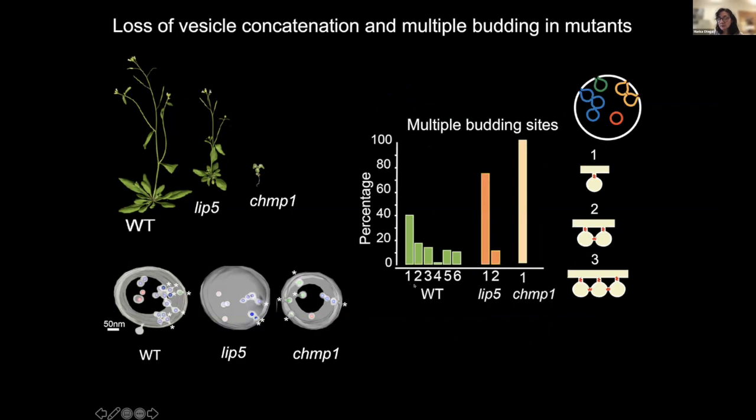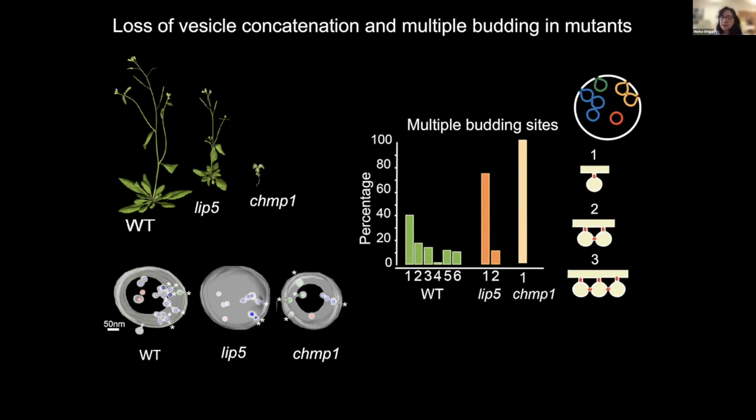We can do these quantifications in the wild type. You can see the proportion of vesicles engaged in different types of buds, up to 6 vesicles can be all together in one single budding site. But those multiple budding sites are completely lost in CHMP1 and almost gone in LIP5. So both the loss of multiple budding sites and concatenation correlate with the lack of capacity to retain plasma membrane cargo proteins like the PIN proteins in these endosomes.